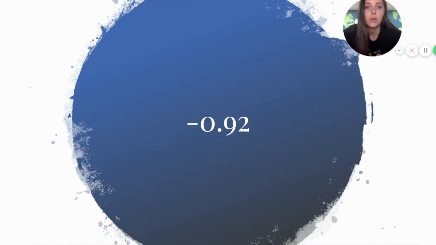Okay, last one. You have a negative sign, so you know that it's a negative correlation, and you have 0.92. Well, that's really close to 1 or -1, right? So you know that this is a very strong negative correlation, because this number right here is very close to 1.